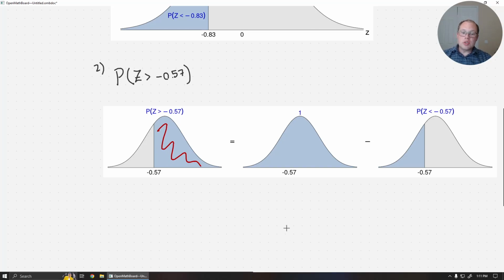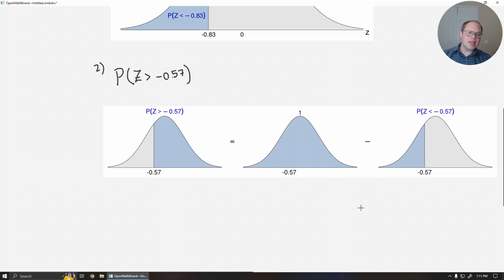So I have to use some cleverness when I have a greater than symbol to be able to calculate the probability. Rather than calculating the probability directly, what I do is start with the total area under the curve. Because this is the probability density function, if I look at all the area under the curve, that's 1, right? 100%.